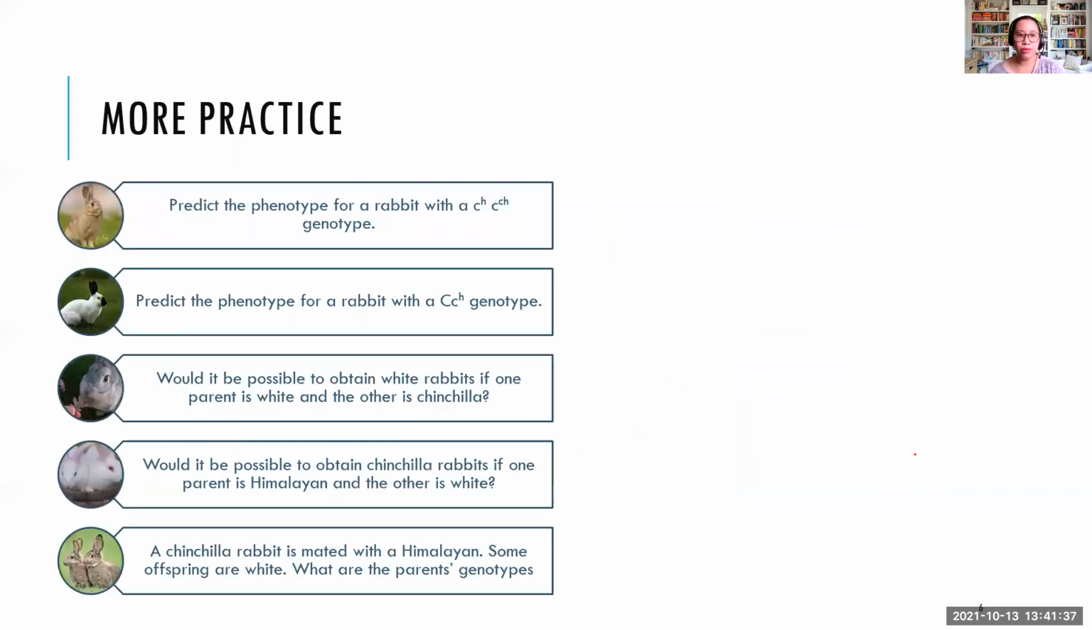All right. So moving on, more practice. Predict the phenotype for a rabbit with a C^CHC^H genotype. Of course, the presence of C^CH makes it chinchilla, even if it was written in reverse. The phenotype for a rabbit that's CC^CH: of course, the presence of uppercase C makes it agouti or full color.